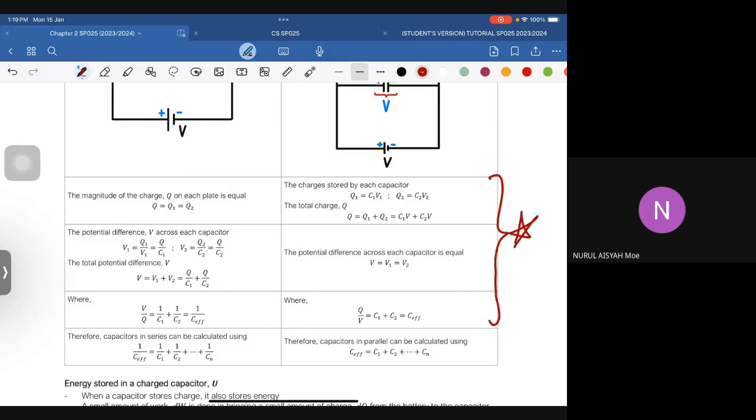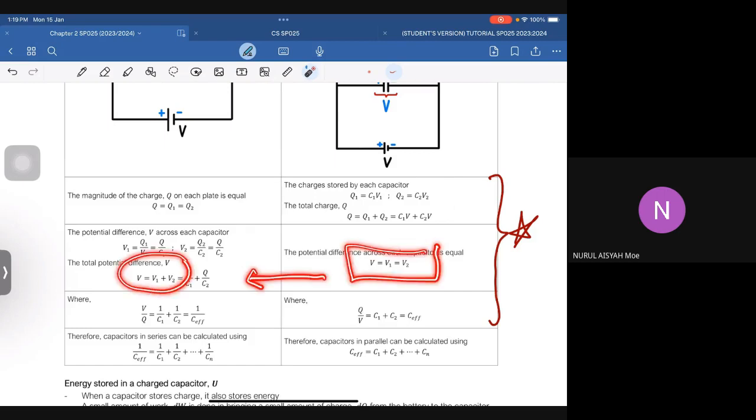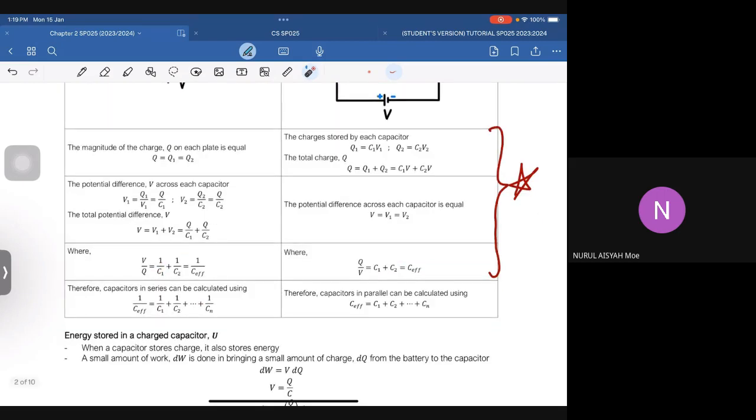Okay, so basically what you need to know is which one will be equal. For a series circuit, the magnitude of charge must be equal. For a parallel circuit, the charge is not equal, it must be added. But the potential difference is equal. It's the reverse of the series circuit, where it must be added. So the way to remember, maybe you can memorize one part only, for example series, so the parallel circuit must be the opposite. If charge is equal in series, then in parallel it is not equal. If voltage is not equal in series, it means in parallel it is equal. What's important is that you have to memorize this.